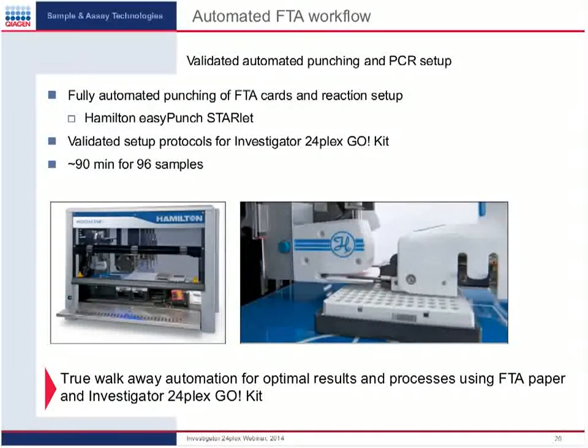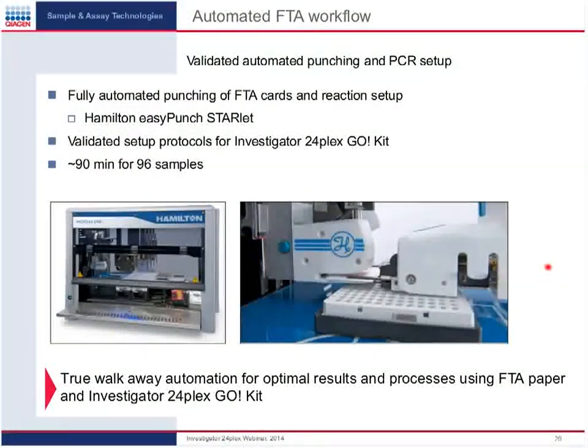What's interesting for reference samples is that there is a very high number of samples that have to be processed, and for this we had a cooperation with Hamilton to facilitate the handling of the PCR reaction setups. Here is an instrument called the Hamilton Easy Punch Starlet, and we validated it for the 24-plex Go protocol, as well as for other Go kits that QIAGEN is selling. And this is a very easy setup.